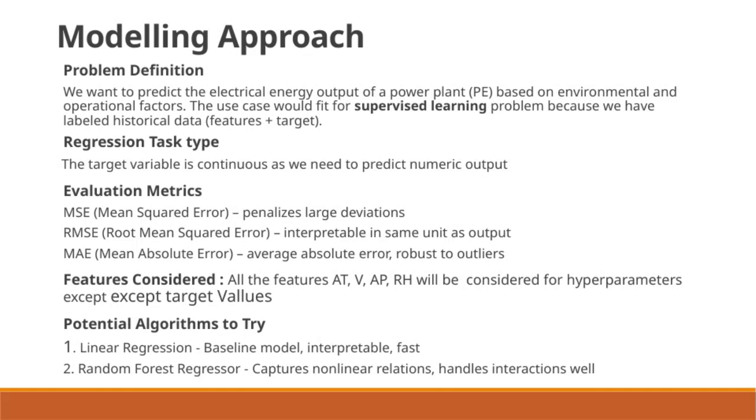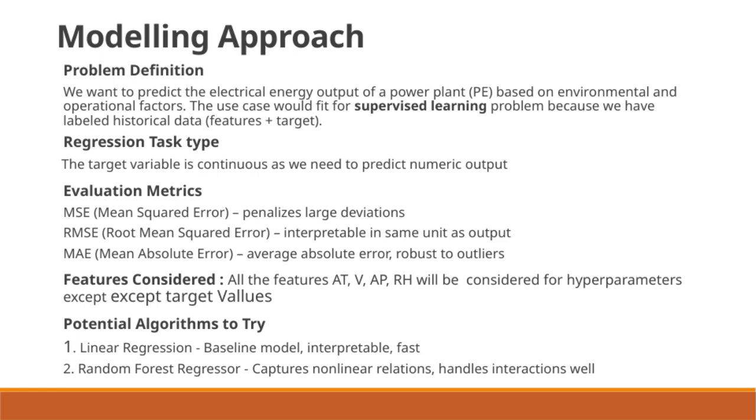Now let's look at the problem definition. Our goal here is to predict the electrical energy output of a power plant, which we'll call PE, based on various environmental and operational factors. This is a classic supervised learning scenario because we already have historical data that's labeled, meaning we have features along with the actual energy outputs. Since we're trying to predict a numerical value, this naturally makes it a regression task. The target variable, which is the energy output, is continuous, so our goal is to accurately estimate that number.